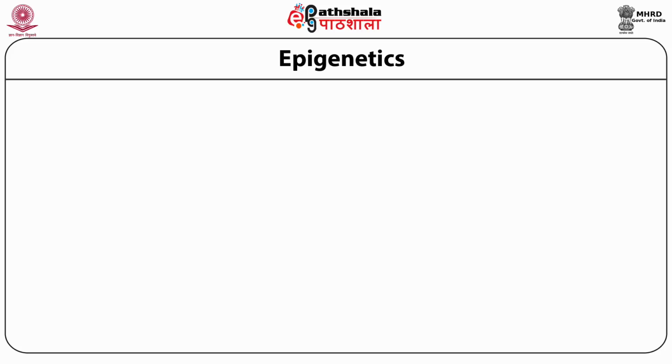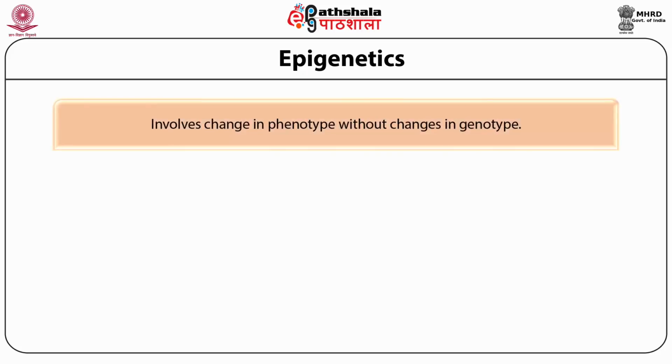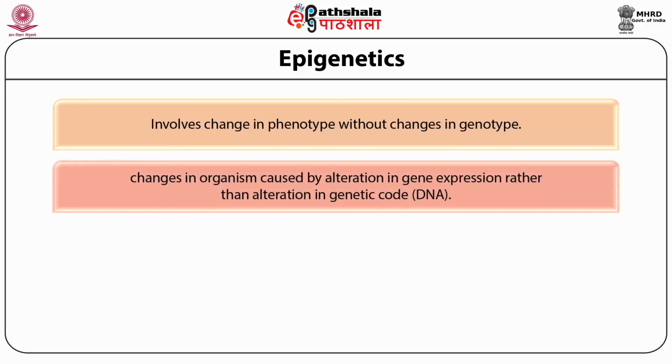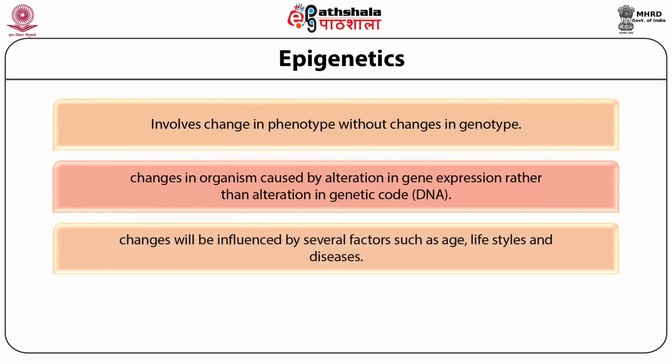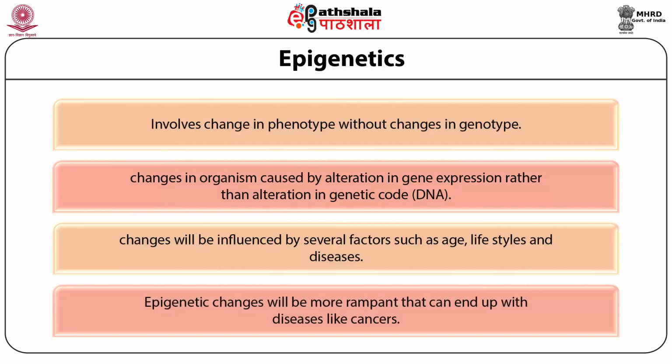Epigenetics. Epigenetics involves change in phenotype without change in genotype. It can also be referred to as change in an organism caused by alteration in gene expression rather than alteration in the genetic code or DNA. Epigenetic changes will be influenced by several factors such as age, lifestyle and disease. If epigenetic changes become more rampant, they can end up with disease like cancer.